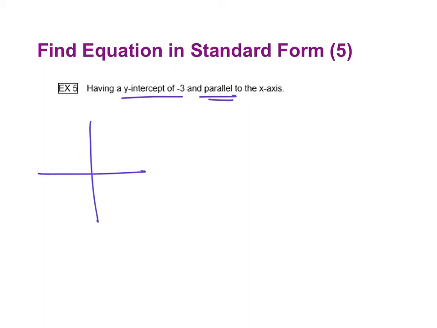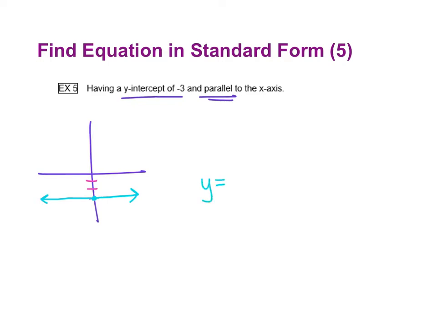A y-intercept of -3 is going to be 3 down, so it's going to go through that point, and it's going to be parallel to the x-axis. Well, parallel to the x-axis is going to look like this. So we need to write the equation for this. You can remember that all horizontal lines have the equation y equals.